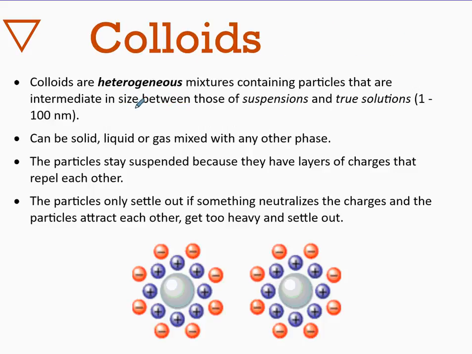Colloids are larger particles from 1 to 100 nanometers. They are heterogeneous mixtures. You can see that there is more than one substance present. There's a solid phase, but they're very small, so small that they do not fall out of solution. They are intermediate in size, as I said, 1 to 100 nanometers. They can be solid, liquid, or gas mixed with any other phase. The particles stay suspended in the solution because they have charge differentials that repel one another and keep them in the solution as opposed to falling out. The particles only settle out if something were to neutralize the charge between the particles, and the particles then would attract one another and become too heavy and fall out of the solution.